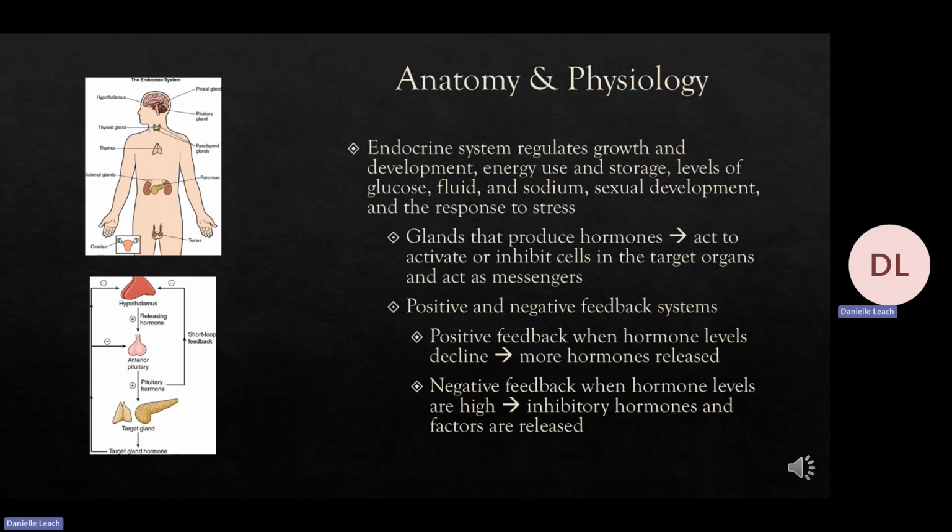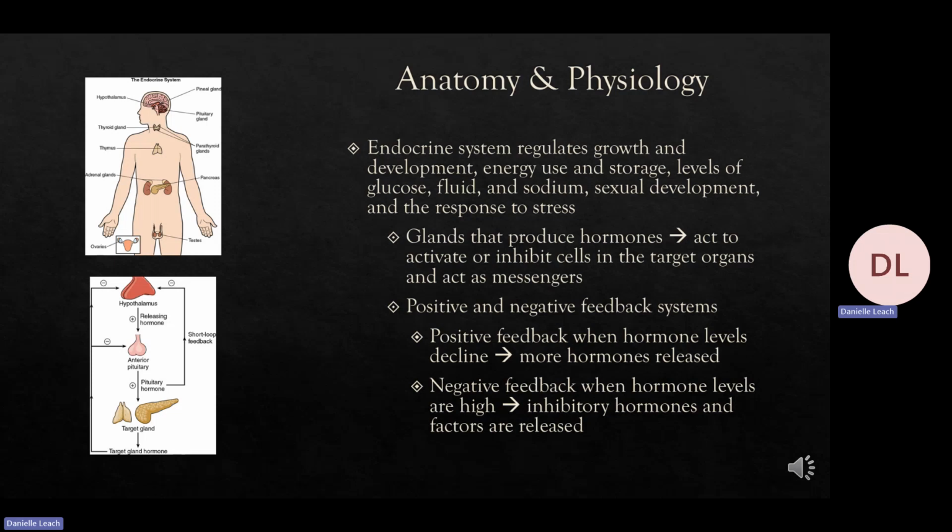The endocrine system consists of organs that produce and secrete hormones. So hormones are chemicals that are produced by these endocrine glands and circulated in the bloodstream to another part of the body. They either activate or inhibit cells in the target organs and act as messengers.